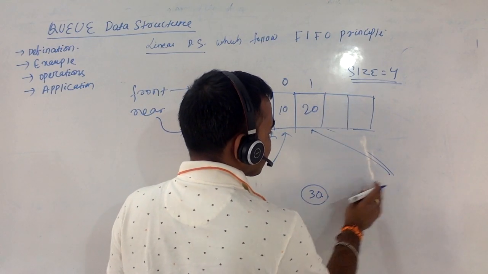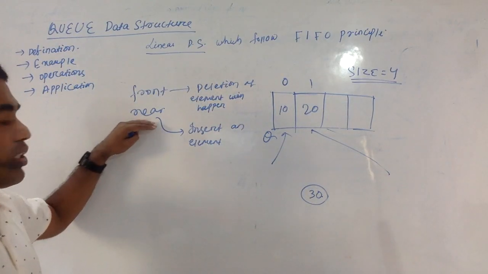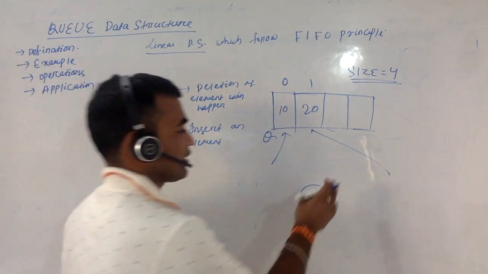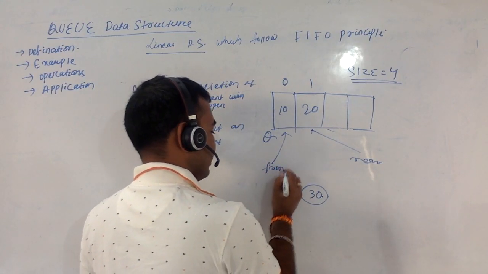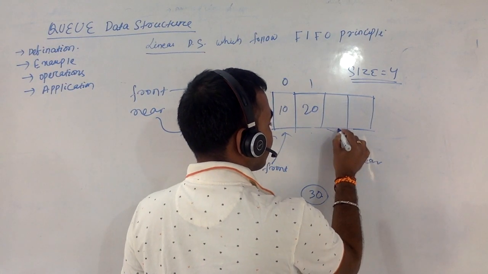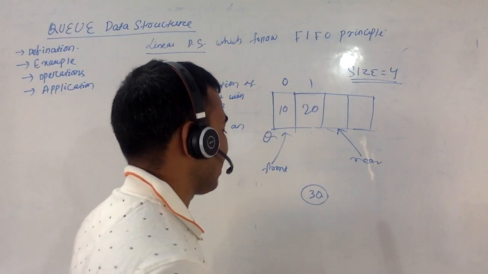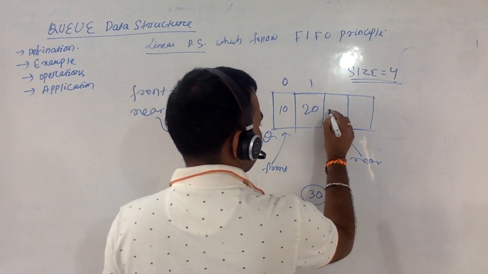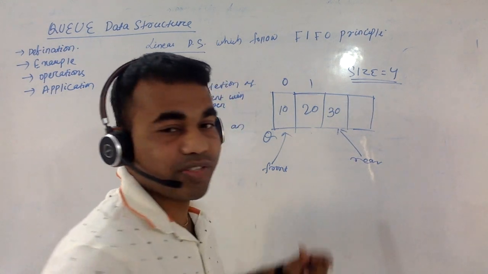So whenever 30 comes, what will happen? It will be inserted at which end? In technical terms, it is known as the rear end. So this end must be the rear end, and this end must be the front end, right? When 30 comes, I will go for the implementation in the next lecture, but I'm just trying to explain how it will work. Now 30 will be inserted here. Now suppose another element comes as 40.